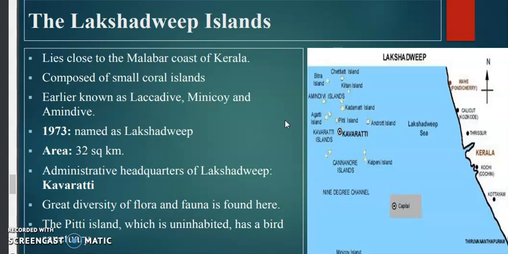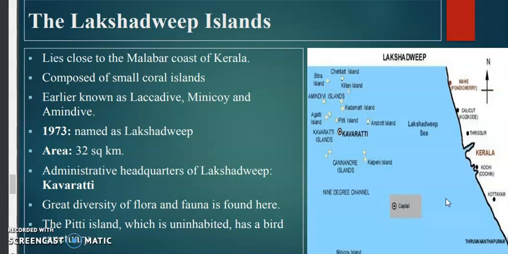Lakshadweep Island lies close to the Malabar coast of Kerala. You have seen this is Konkan, Kannad and this part is the Malabar. So from the Malabar coast of Kerala, this island is close. Now, this island, Lakshadweep, is composed of small coral islands. Corals are living beings actually. They have a huge amount of coral deposits over there and this island is a coral island.